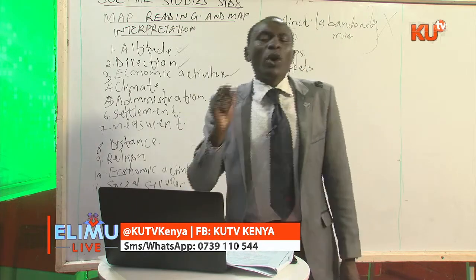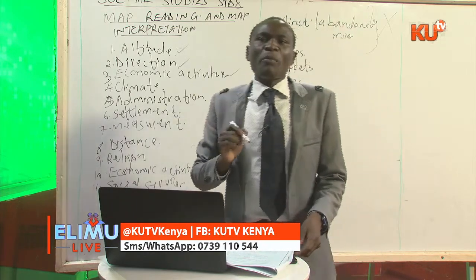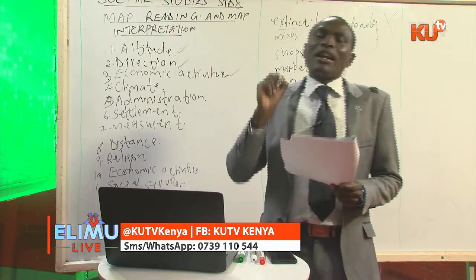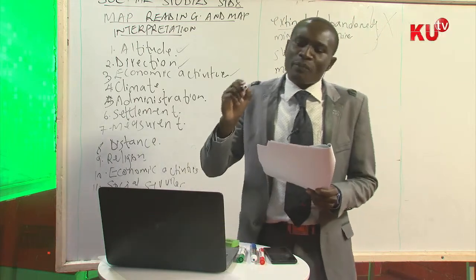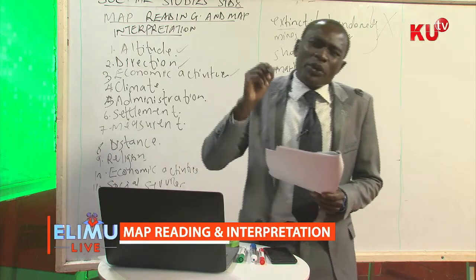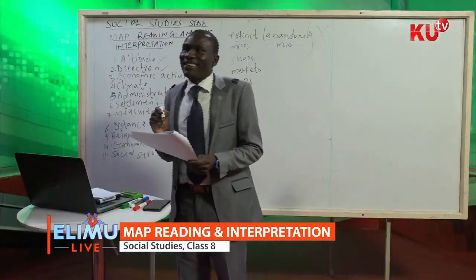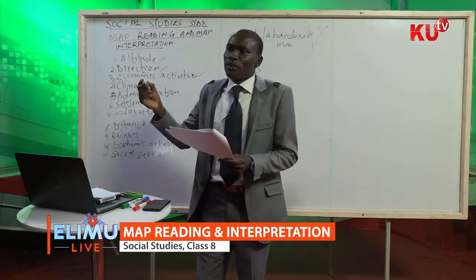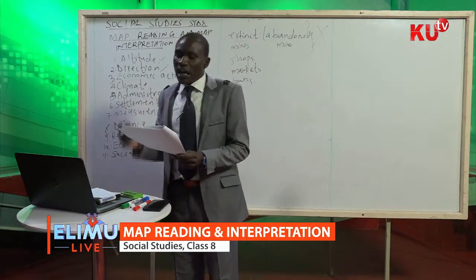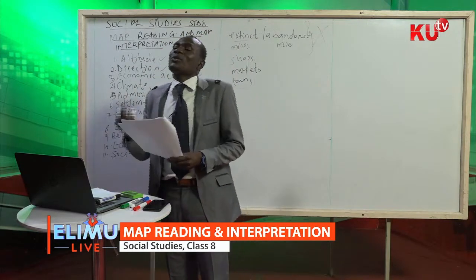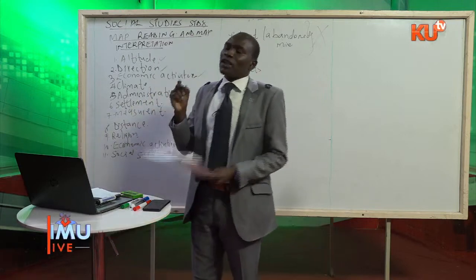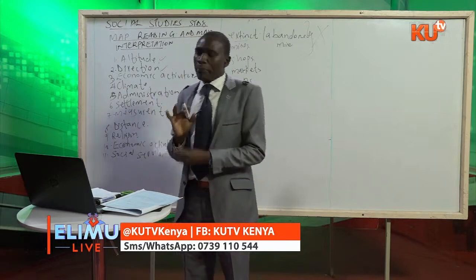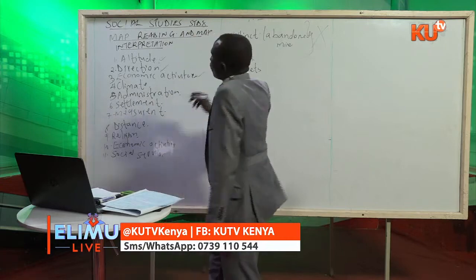Also, when there is both an airstrip and tourism on the map, then the airstrip will be used to transport tourists from one place to another. The presence of an airstrip and horticultural farming on the map shows that the airstrip is used to transport horticultural products. Number 4, let us look at climate.